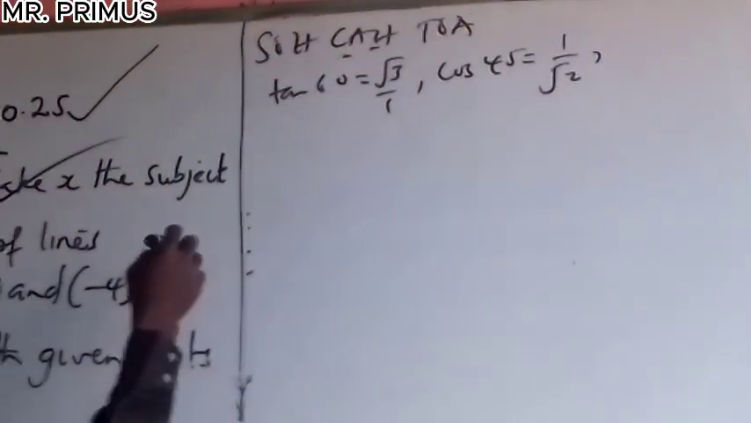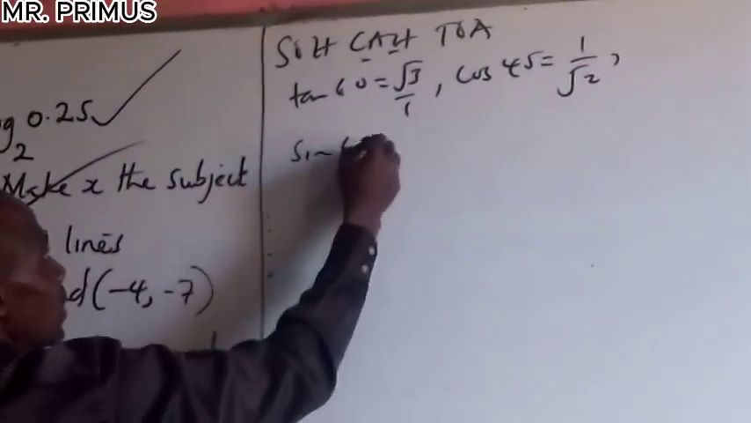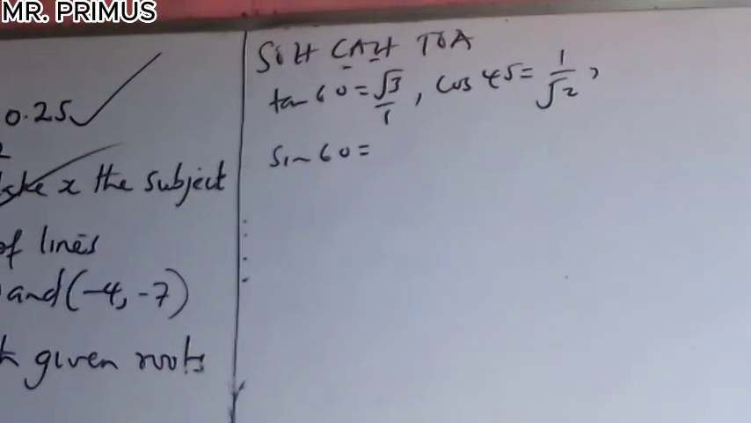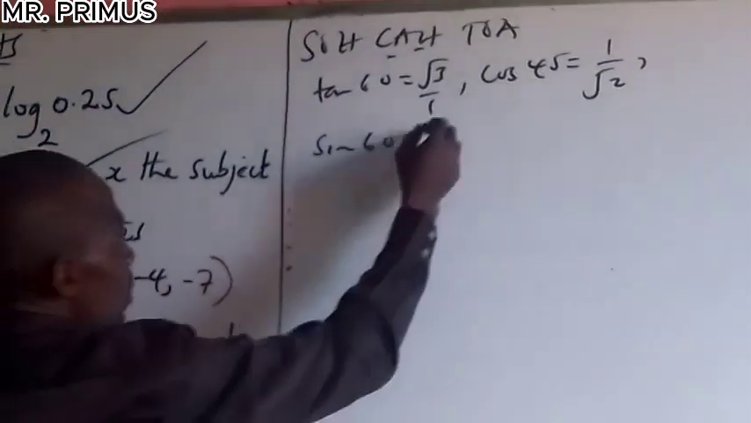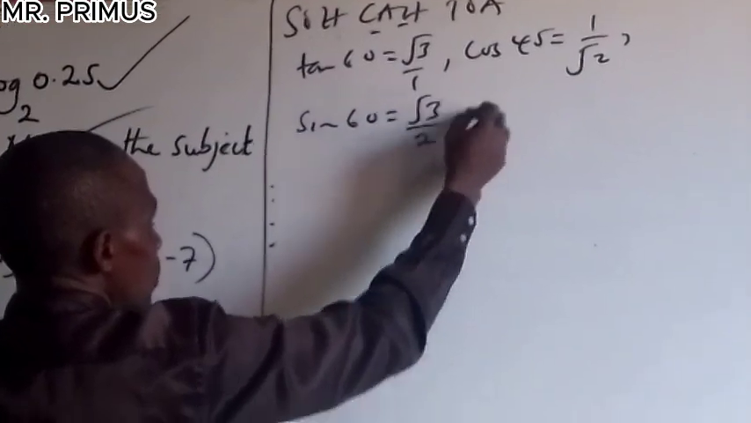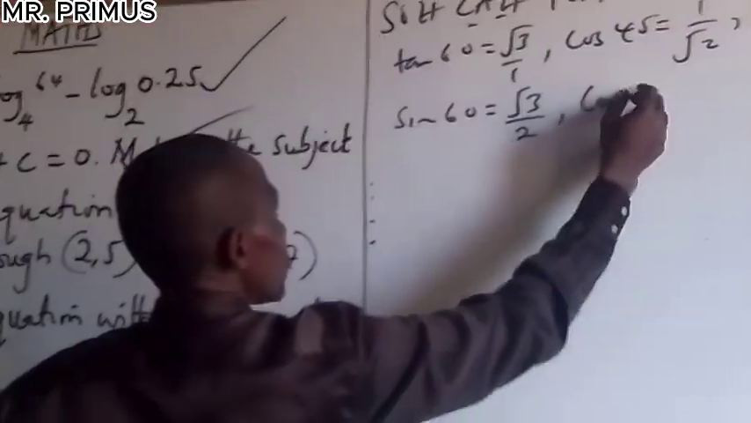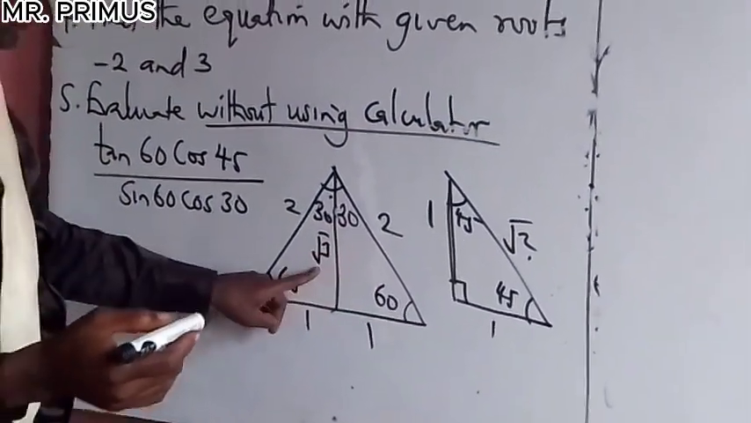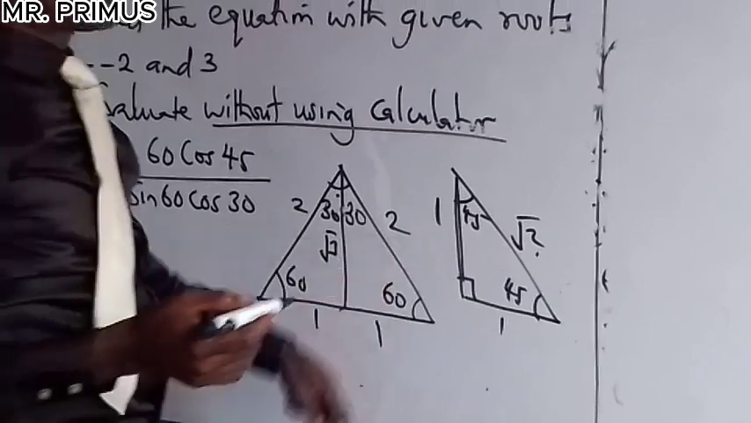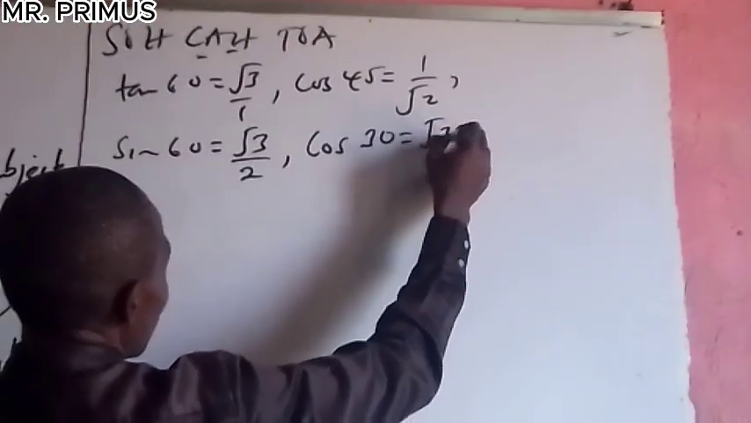Now, sin 60. Sin 60 is what? Opposite over hypotenuse. Root 3 over 2. And cos 30 is, see 30 here, adjacent root 3 over hypotenuse 2, the same thing, root 3 over 2, as usual.